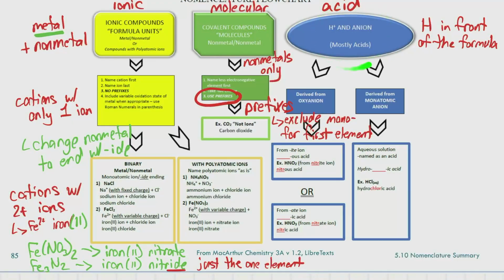And then we just talked about our acids. We've got oxyanions. We've got just one nonmetal for our binary. If it's binary, it's got the hydro prefix. If it's from an oxyanion, our rule is ate turns into ic. Ite turns into ous.